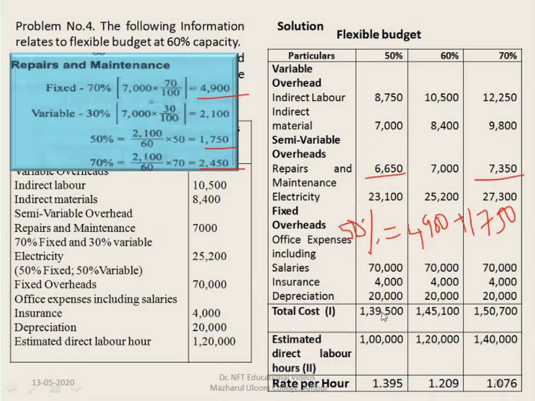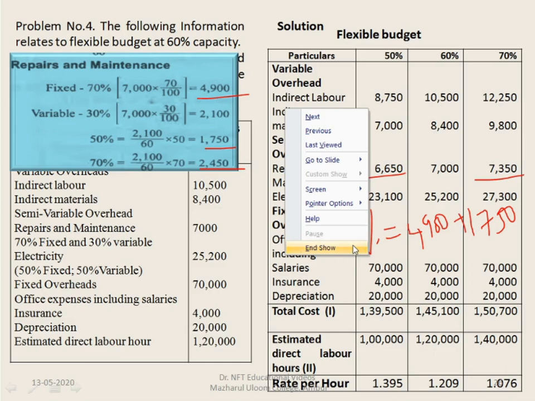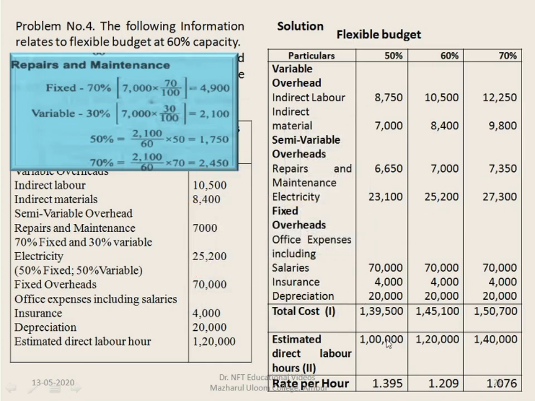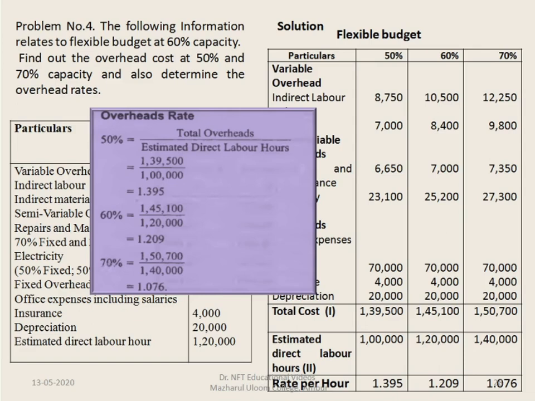So if you add up all these things, you get the total cost: 1,39,500, 1,45,100 and 1,50,700. Now estimated labor hours is given. Estimated labor hour is given as 1,20,000 for 60% capacity.